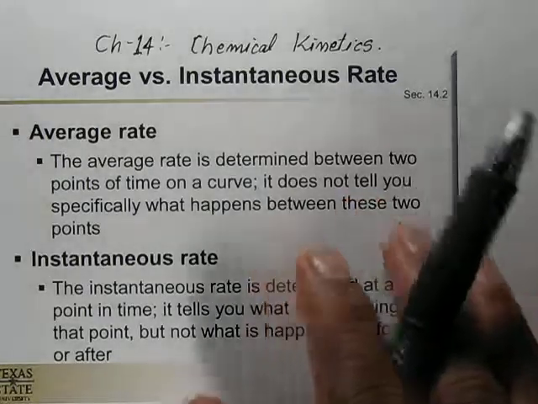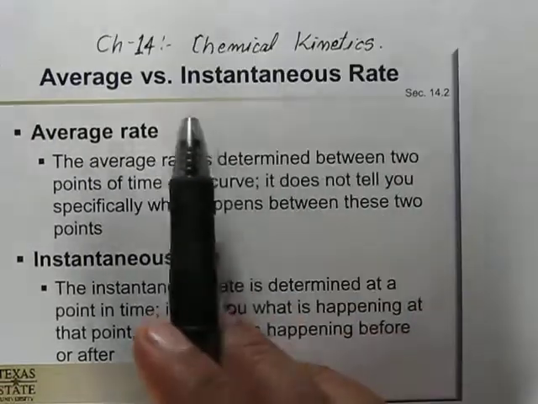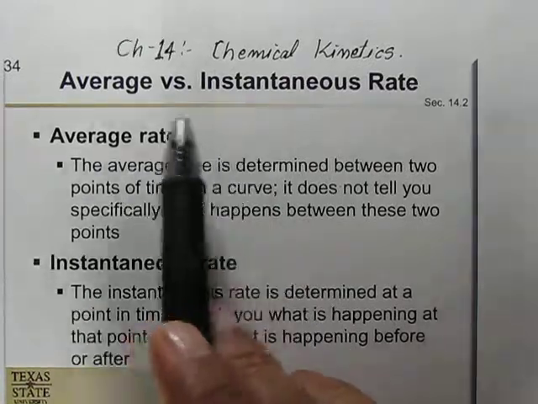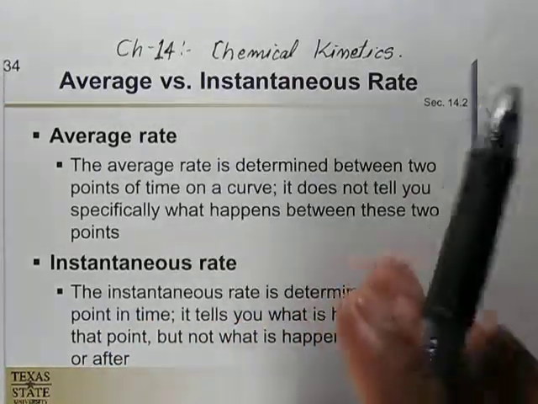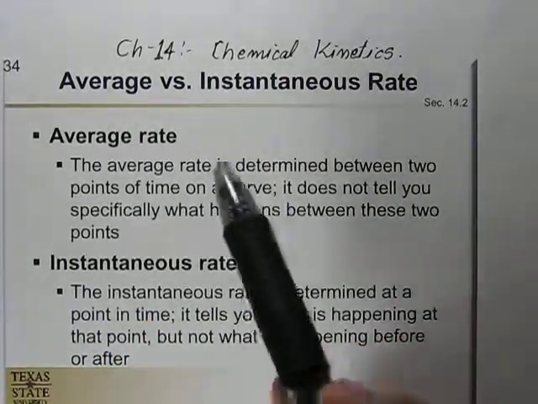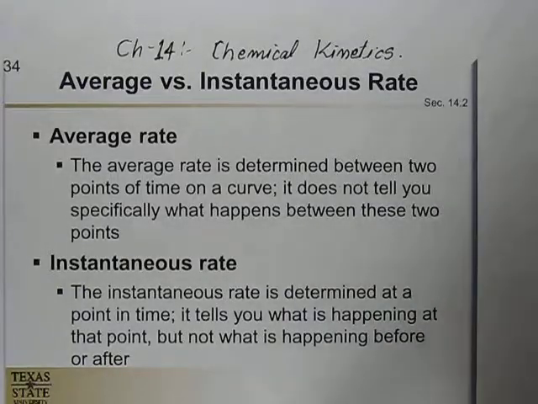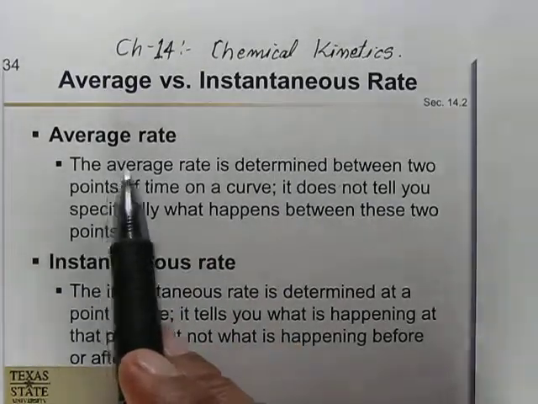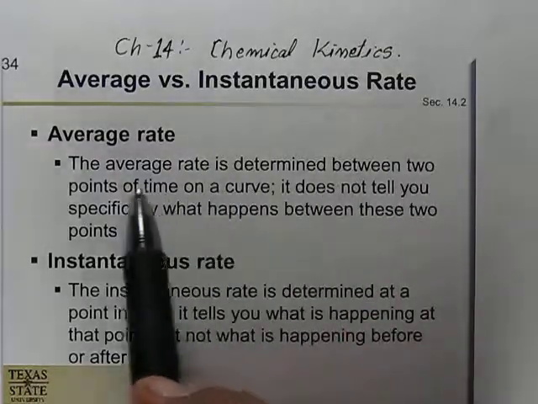So here we are studying chapter number 14, chemical kinetics, and the next topic is average versus instantaneous rate. What is the meaning of average rate and instantaneous rate? Average reaction rate, basically we are talking about the reaction.